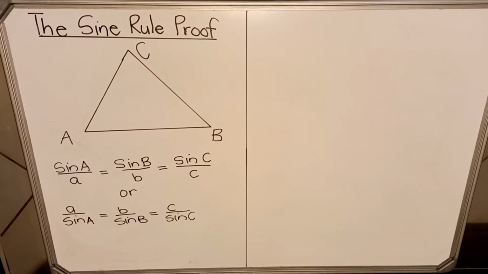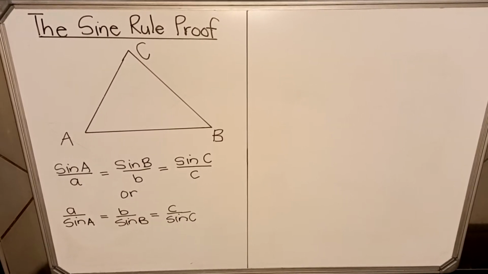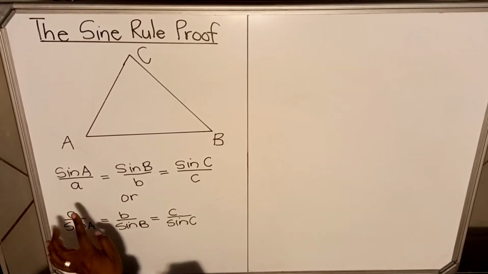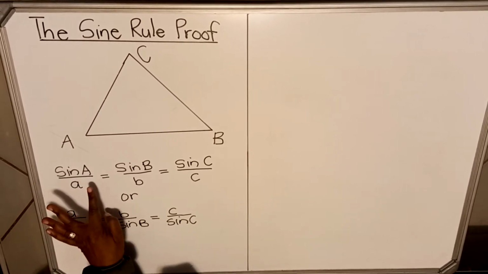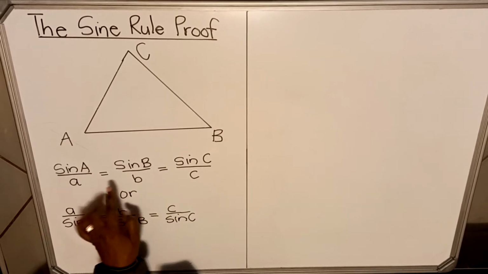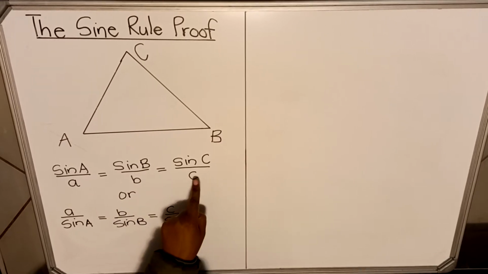Hello everyone, this is the lesson where I'm going to show you how you do the proof of the sine rule. Before we do that, let's look at the sine rule. The sine rule says sine A, which is an angle, over a, which is a side, is equal to sine B over b, is equal to sine C over c.